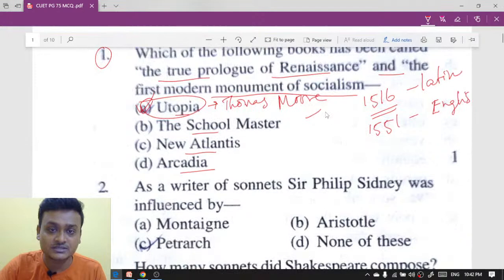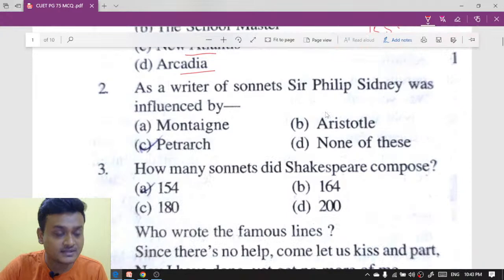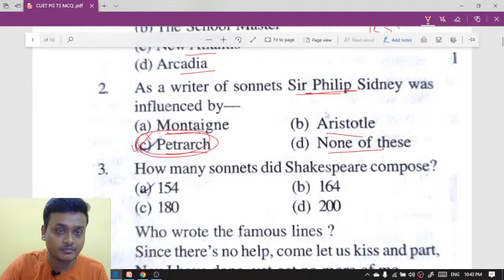Okay, moving on to question number two. As a writer of sonnets, Sir Philip Sidney was influenced by: Montaigne, Petrarch, Aristotle, none of these. So, as a writer of sonnets, Sir Philip Sidney was influenced by Petrarch. Petrarch is the right option.